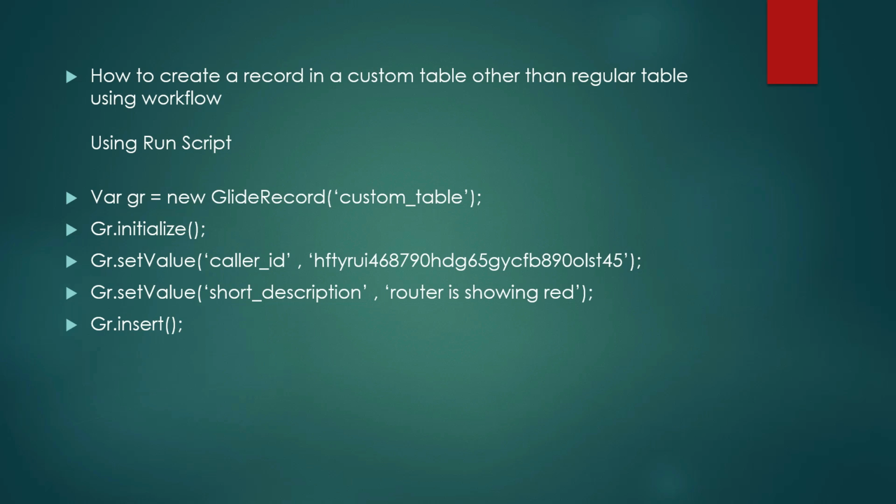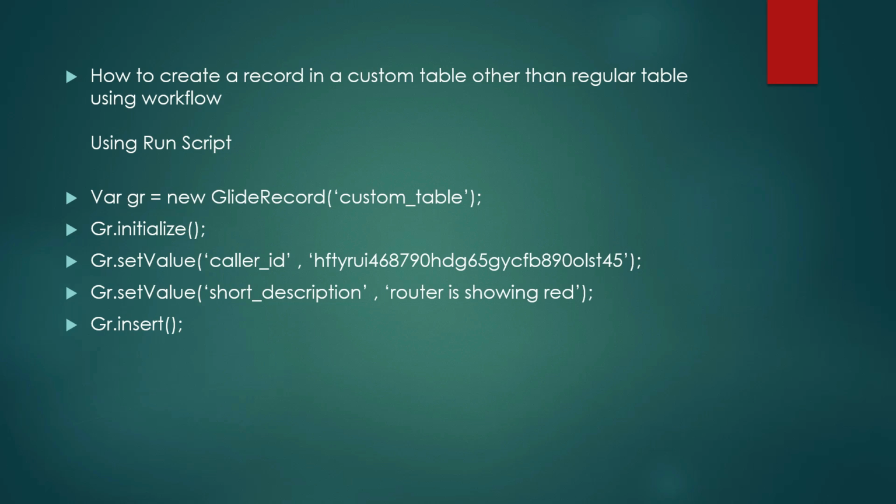Now, how to create a record in custom table other than regular table using workflow. So, as we already discussed, there were three main tables for service catalog items, which are already defined in the system, that are SC request, task, and this RITM table. But if we wanted to create record in some custom table, like let's take an example of the user table, we need to create a record in user table at some point using this service catalog. So is it possible? Yes.